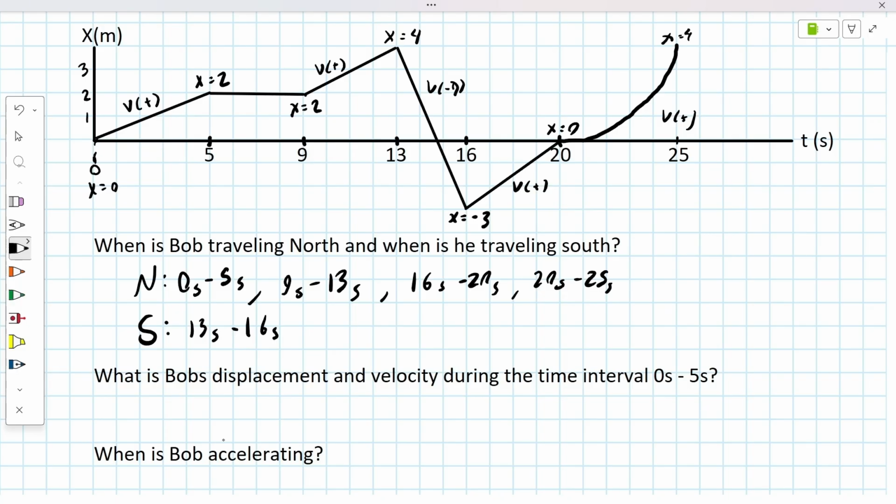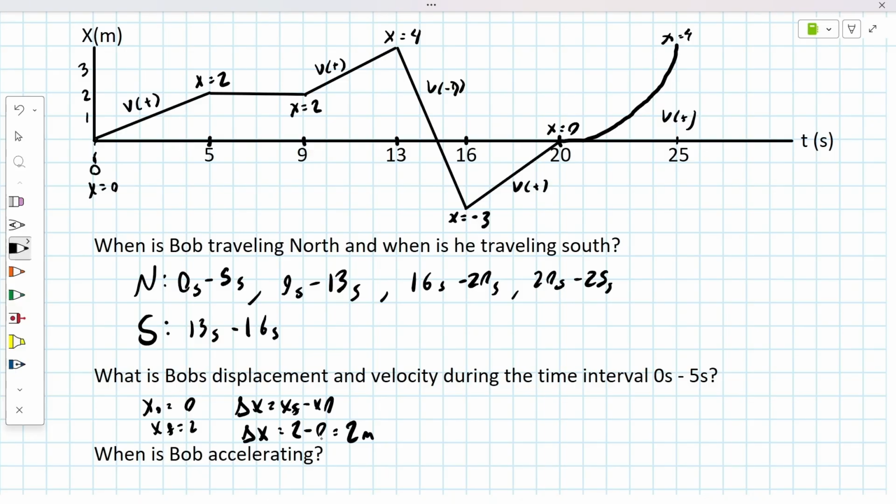So the next question asks, what is Bob's displacement and velocity during the time interval from 0 to 5? Displacement we pretty much already solved for, because we know that the x initial is equal to 0 and the x final is equal to 2. So the change in x is equal to x final minus x initial, so the change in x is equal to 2 minus 0, which equals 2 meters. That'll be the displacement. But how do we find the velocity?